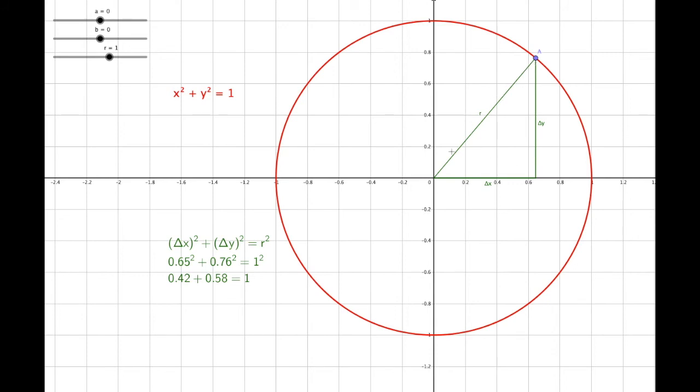So r, the radius, is always going to be 1 for the unit circle, obviously, and then we have our delta x, or the change of x, and then the change of y. And here we can see that calculation for the point as it stands, and we know from Pythagoras that always this squared, the delta y squared plus the delta x squared, is going to equal the r squared. And if we just move that point round, we can see that happening in the calculation in green. Okay, so that sort of establishes the basic idea of it being a sort of Pythagoras situation.